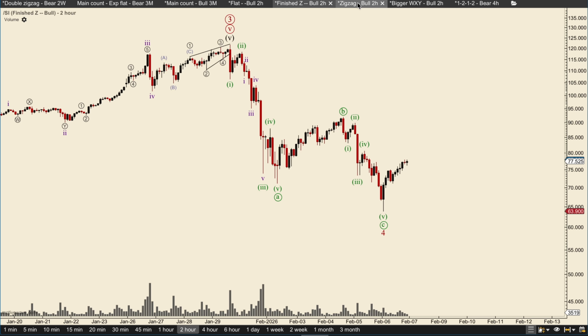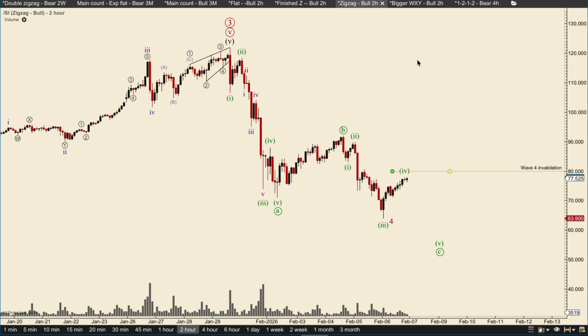The other possibility is that this zigzag is not yet finished, because you can count this as a wave 3, and you can count it as a wave 3 and 5, which works either way. So it is important to invalidate this wave 4 in order to know which one of these zigzags has the higher probability, or which is correct basically.